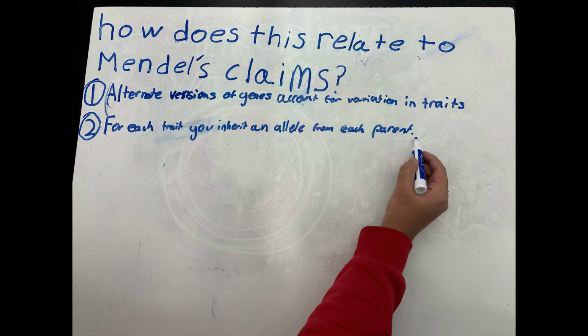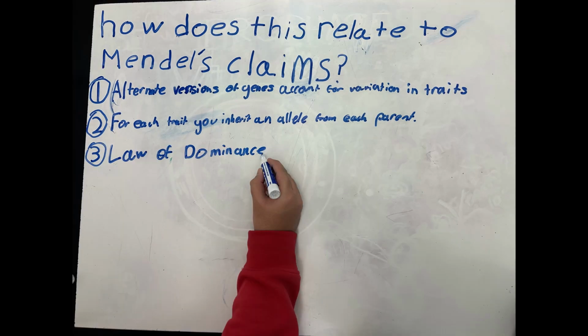And through meiosis, these cells actually become haploid gametes. And as we know, when two gametes, sperm cells and egg cells, combine during fertilization, the diploid state is restored, showing how one will inherit an allele from each parent. Moving on to Mendel's third claim, the law of dominance.